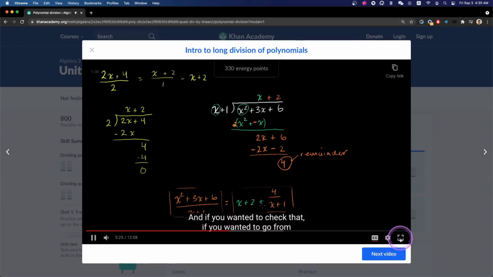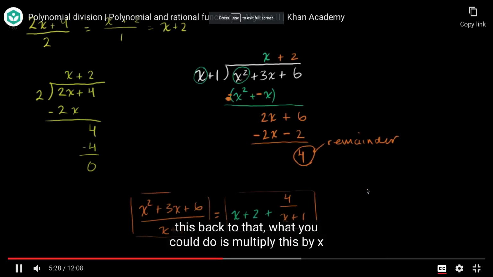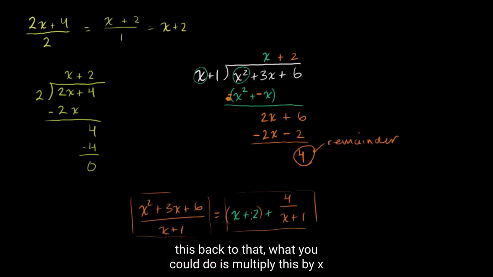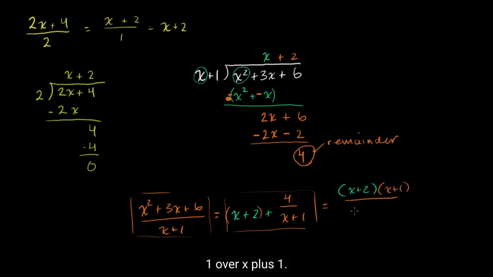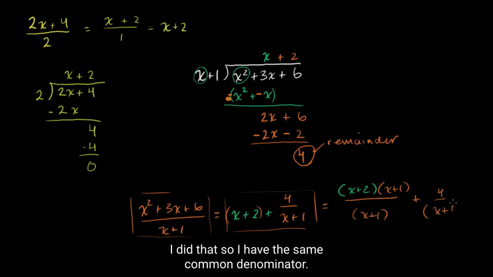If you wanted to check that, if you wanted to go from this back to that, what you could do is multiply this x plus 2 by x plus 1 over x plus 1. That's just multiplying it by 1. And then to that, add 4 over x plus 1. I did that so I have the same common denominator. And when you perform this addition, when you multiply these two binomials and then add the 4 up here, you should get x squared plus 3x plus 6.